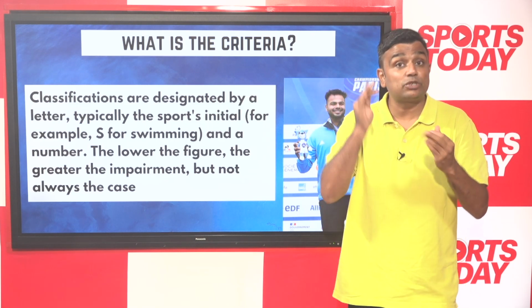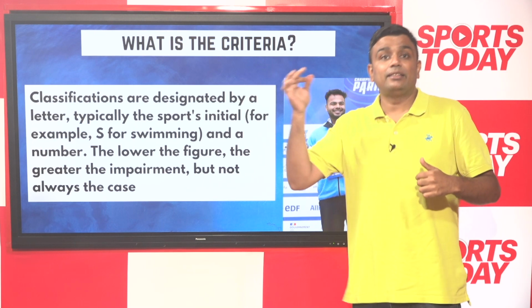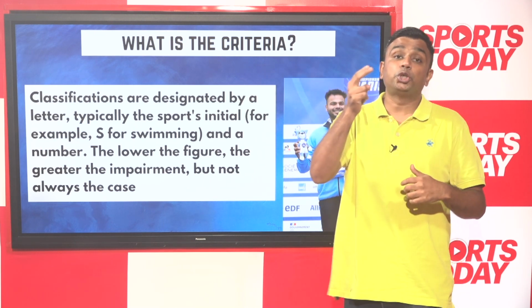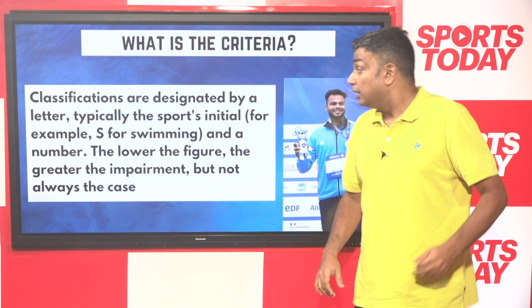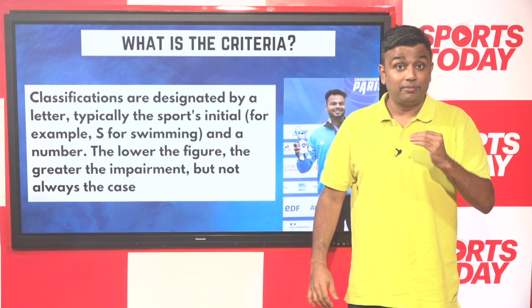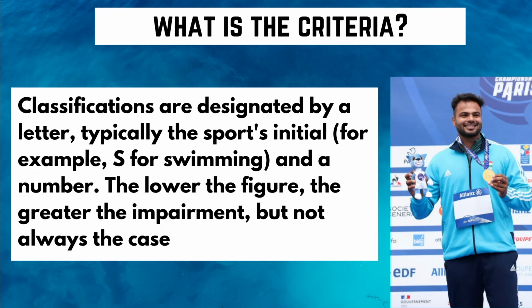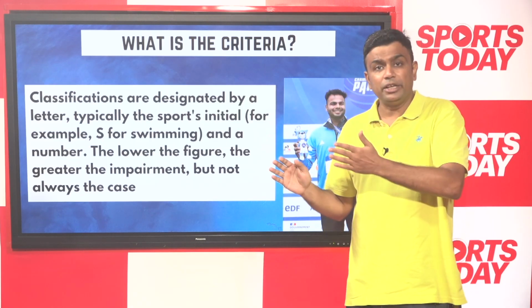Classifications are designated by a letter, typically the sport's initial. For example, S for swimming, F for field athletics, SH for shooting, and so on, and a number. The lower the figure, the greater the impairment, but not always the case. It can be flexible also. For example, if it's SH1, the impairment is higher. If it's SH4, the impairment is not that great. It could change in the case of badminton, table tennis, and shooting as well.